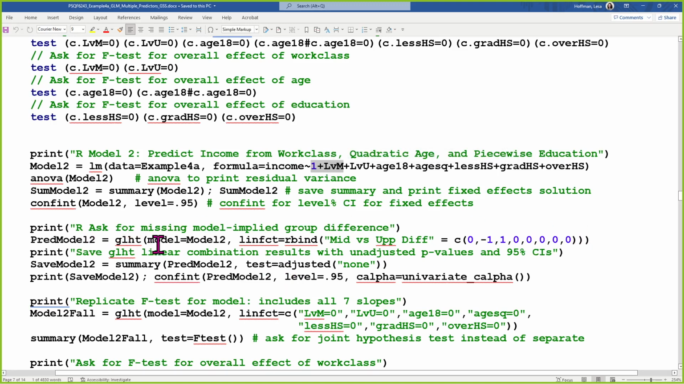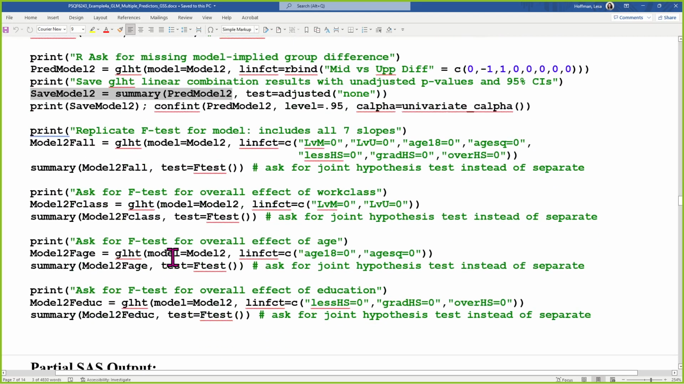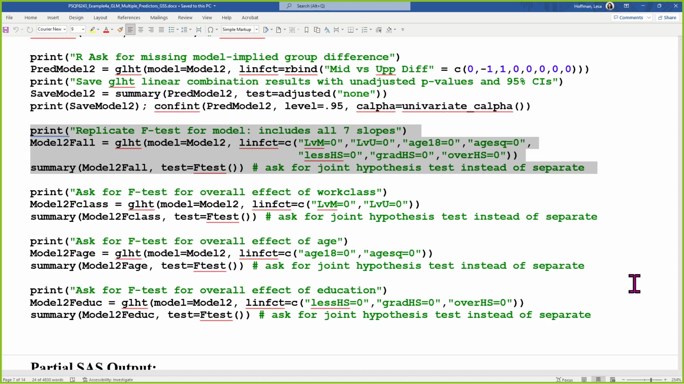So I'm asking for this additional piece of output, saving the summary of it, and printing that saved summary. The reason I'm saving the summary is so that I can compute effect sizes on it subsequently. Now the new ones. Same command, GLHT stands for General Linear Hypothesis Test, but a different syntax structure that works a little bit more transparently. This chunk right here is for pedagogical purposes only, demonstrating how I would use this command to get an F-test for the R-square of the model with all 7 slopes.